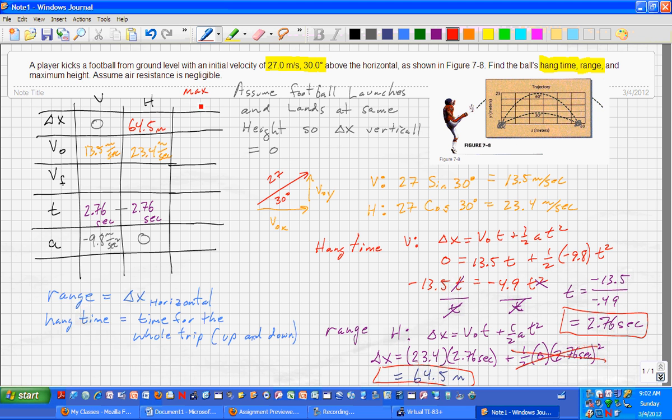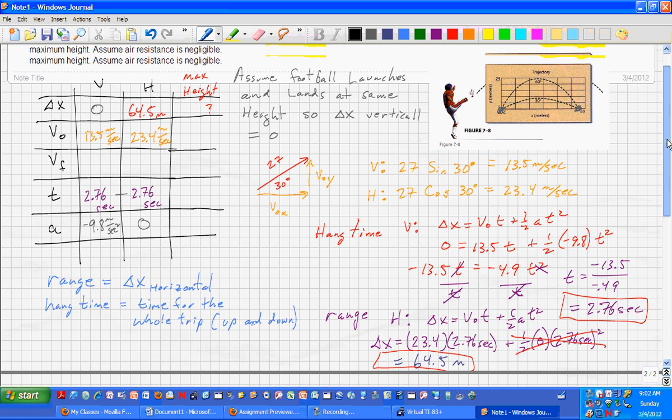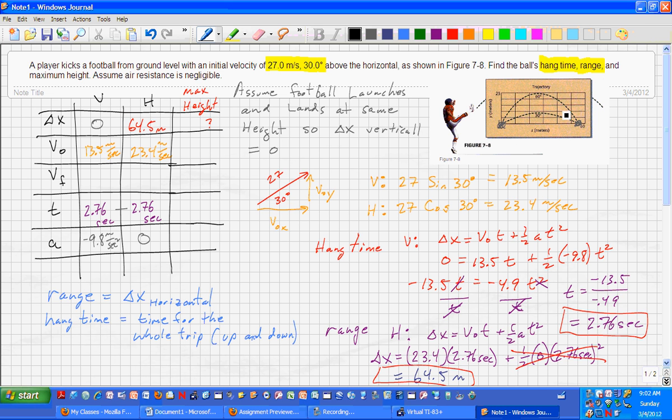Maximum height. Let's make another column for this. Maximum height is a change in position, so this is what we're looking for. V0 we know is going to be, well, here's what we're going to do. Let's go ahead and draw this. What I've got is this football follows this trajectory. At the top, this is my max height right here. At that max height, V0 is equal to 0. What we're going to do is pretend we're at the top and we're just dropping this thing. We're only going to look at this half of the trip right here.